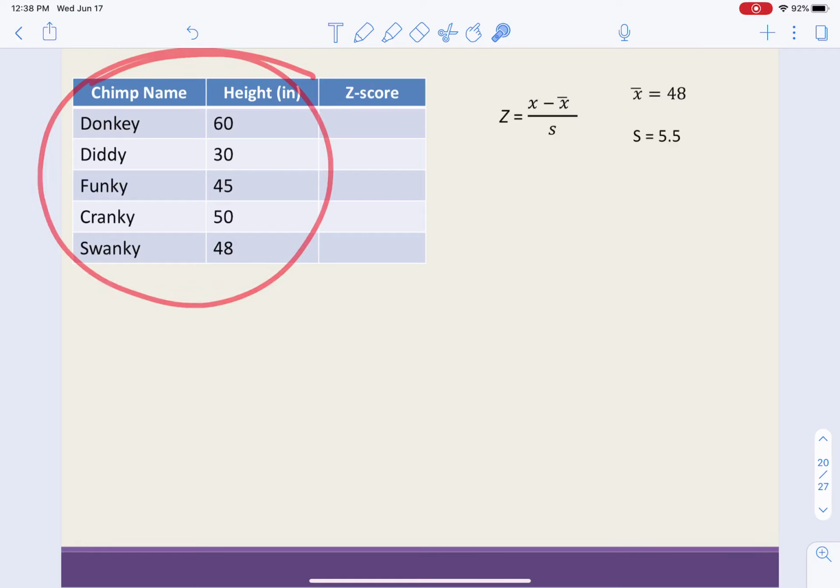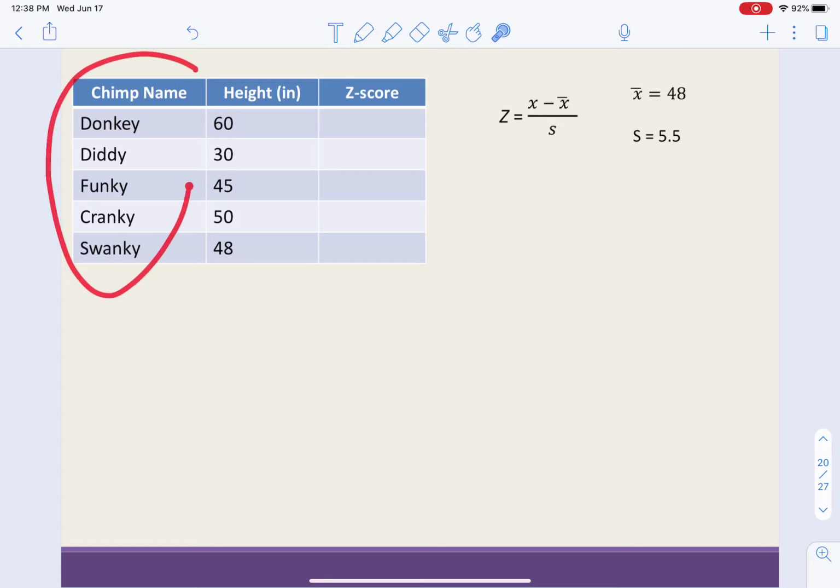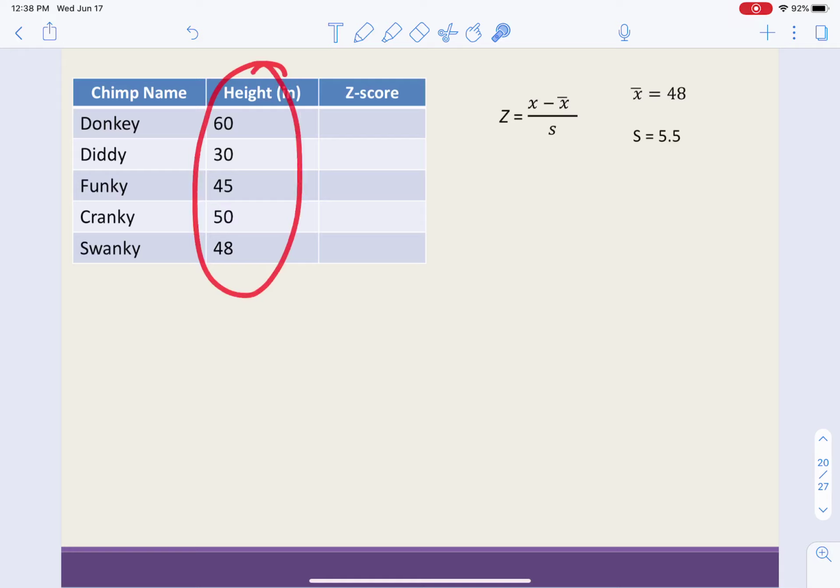We've got the chimp names: Donkey, Diddy, Funky, Cranky, and Swanky. These are all characters from the Nintendo series Donkey Kong. So these are real names, sort of. And then we have the height in inches, and then we have our formula for the z-score. We have our sample mean that Jane got and our sample standard deviation that she also calculated for us. So we don't really have to do any major calculations here, thank the Lord, because that would be unfair. All we need to do is figure out the z-score for each of these chimps, each of these monkeys.